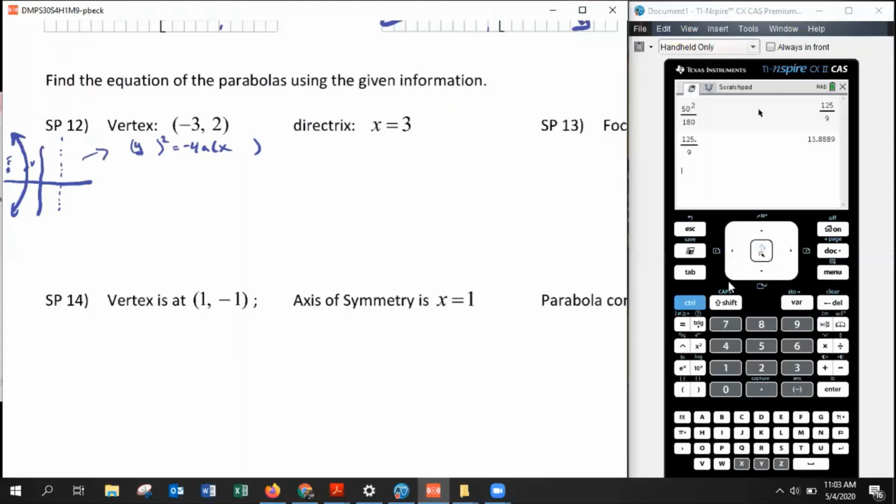This is where I'm going to plug in my vertex. Remember, the k goes with the y, so (y minus 2) squared equals -4a times (x minus -3). Let's just go ahead and put that as x plus 3.